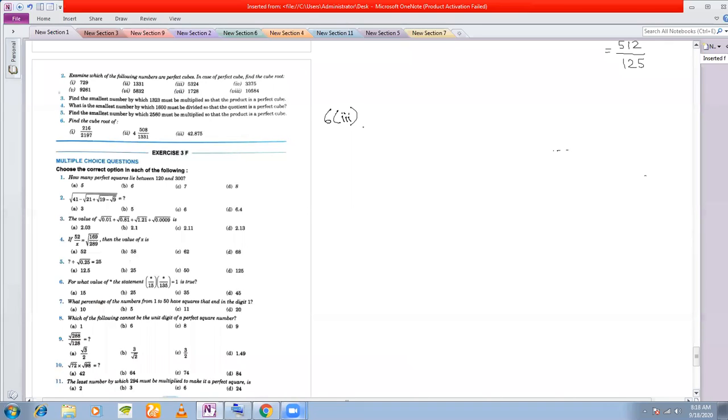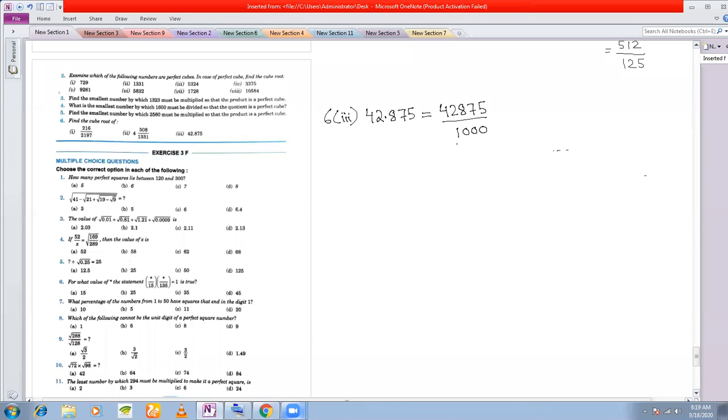The question here is find the cube root of 42.875. We first write this as a fraction because it is a decimal number. We write this as 42875 by 1000. Now in the numerator, we see that this is a 5-digit number. 1000 is already a perfect cube, 1000 is 10 cube. So now we want to find which number is the cube of 42875.